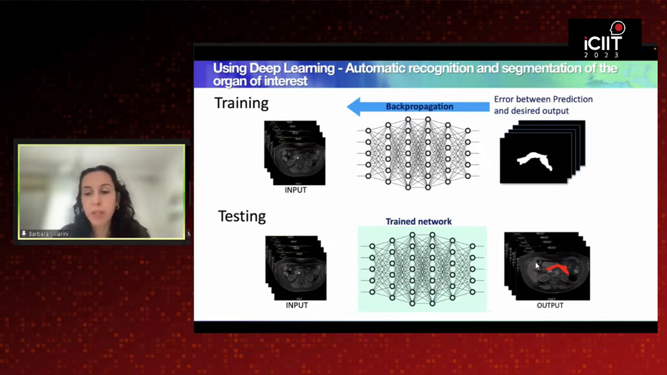And the network is optimized by iteratively minimizing the error between the output prediction and the actual desired outcome, which is the ground truth. And we do so using a loss function through a technique that is called backpropagation, which updates the convolutional layers' filters, minimizing the overall loss.